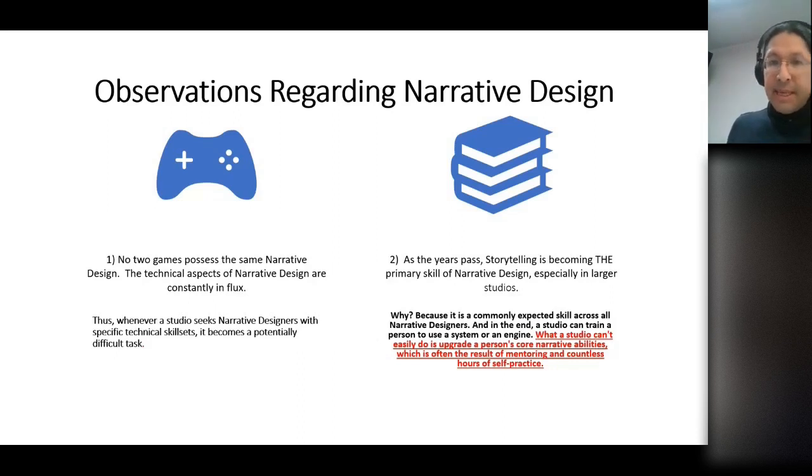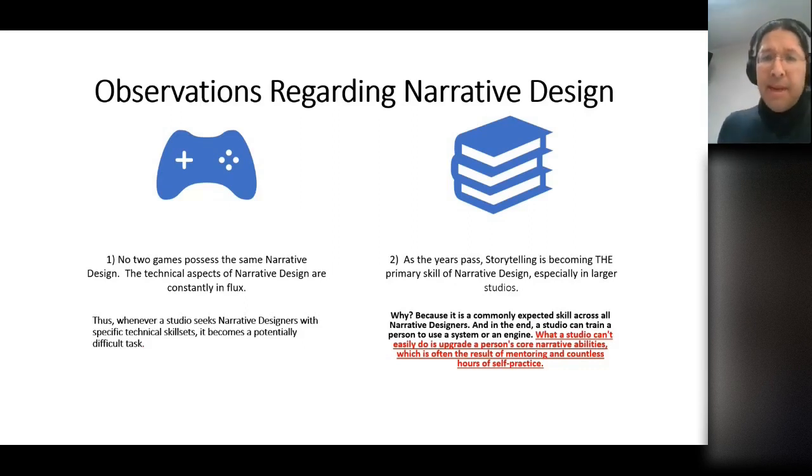So storytelling is a skill that never changes in the role. So if a studio must make a choice between hiring a narrative design candidate A with no game experience, but exceptional raw storytelling talent, and narrative design candidate B with solid storytelling skills and good experience, it's potentially a very difficult choice. Why? Because a studio can always train a responsible and competent adult to use a system or an engine or write in a format. What they can't easily do is upgrade a person's core narrative abilities, which is often the result of mentoring and countless hours of self-practice.